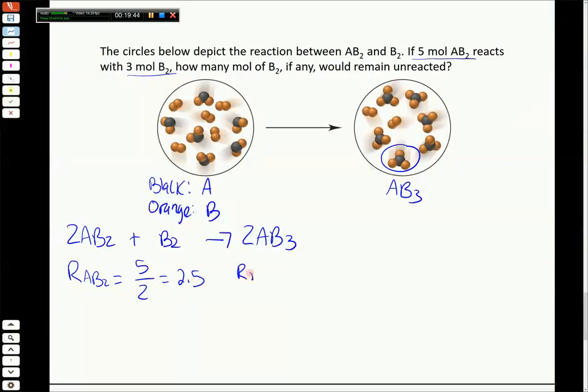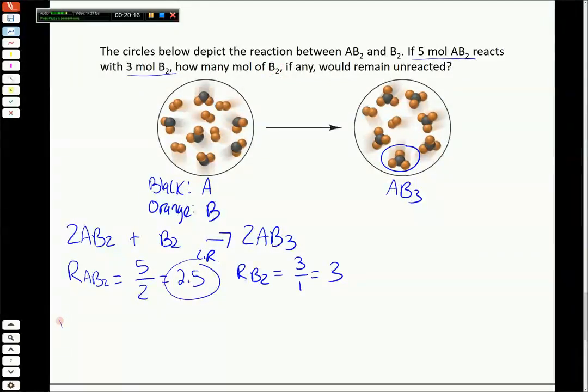We do the same thing for B2. We have 3 moles of B2, and we divide that by its coefficient, which is 1, so the stoichiometric ratio for B2 is 3. That means AB2 in this situation is the limiting reactant, because it has the smaller stoichiometric ratio. And that tells us we're going to have some B2 unreacted, so we know the answer won't be 0. Now we have to figure out what the answer actually is.